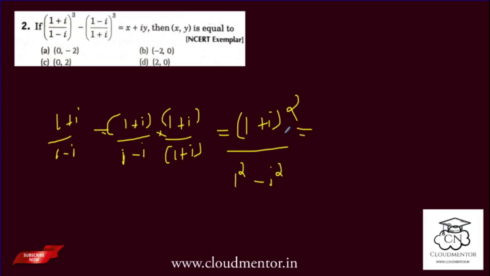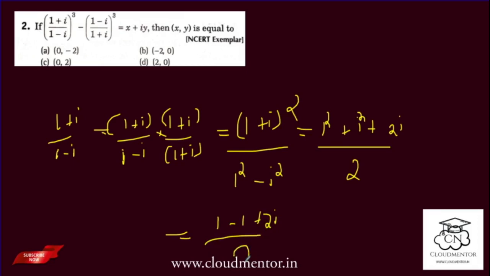Yes, so here expanding this 1 plus i the whole square, we get 1 square plus i square plus 2i divided by, yes, i square is minus 1, so that is 1 plus 1, and that is 2. So here 1 square plus i square is minus 1, so 1 minus 1 plus 2i whole divided by 2, so we get 2i by 2, and that's it, it is i.